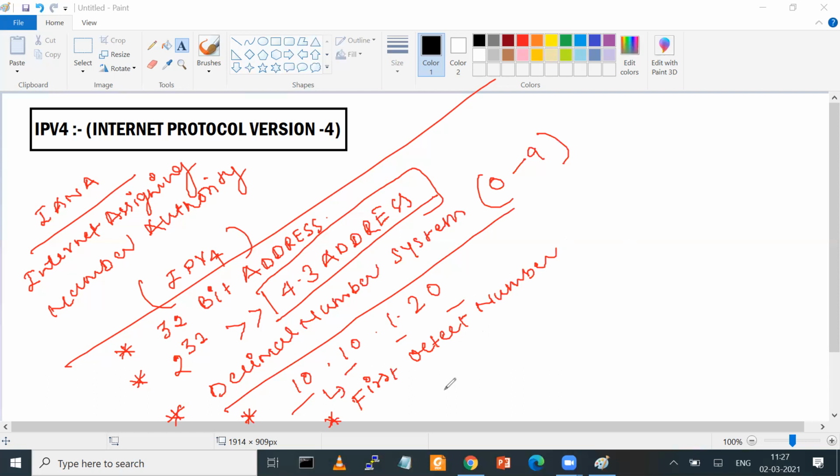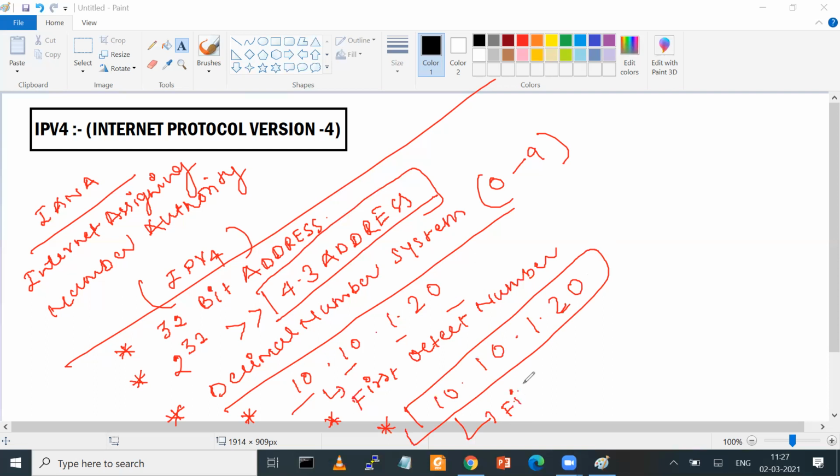Octet number means what? Each IPv4 address consists of 4 octets. मतलब हर एक IPv4 address में क्या होंगे? 4 octets होंगे. Octets क्या है? I'll explain. Octet means having 8 bits. So 10 is my first octet. This is my second. 1 is my third. And 20 is my fourth. 1, 2, 3, 4. We have 4 octets.